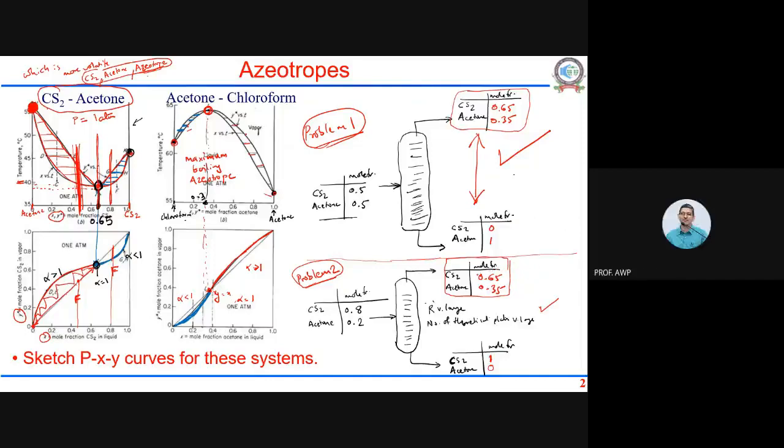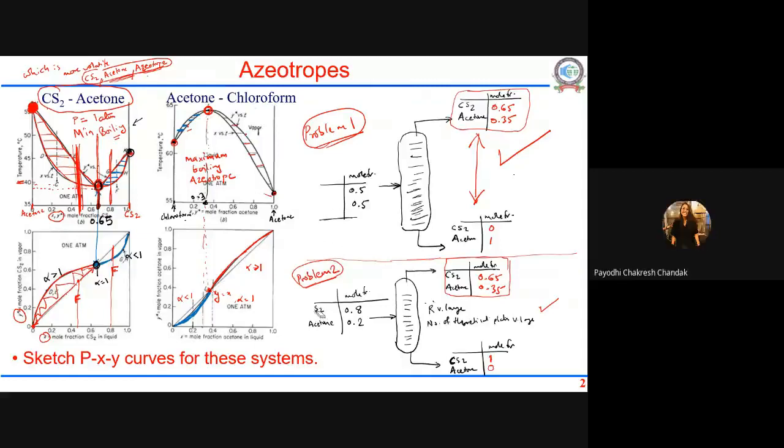The most volatile is the azeotrope out of these three. Therefore, it is called a minimum boiling azeotrope. Minimum boiling means the temperature is lowest, so volatility is highest out of these three. Do you agree with that? Yes or no? Yes, sir. Now, let's take the other situation.